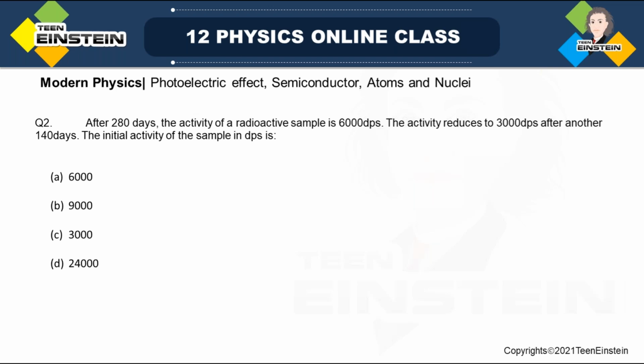Now let us see the second question. This question says, after 280 days, the activity of a radioactive sample is 6000 dps. We know activity is written as R = R0 e^(-λt). So this t is given as 280 days.